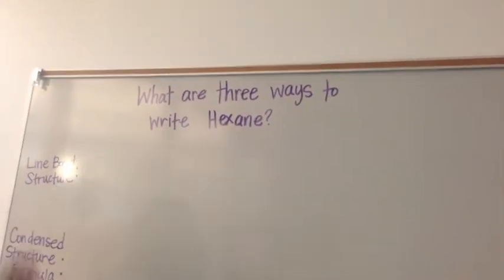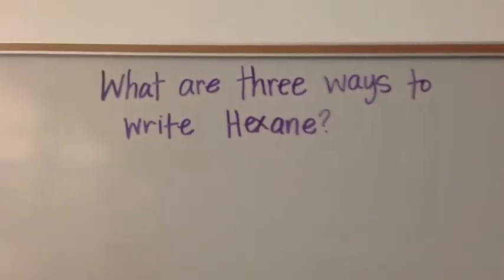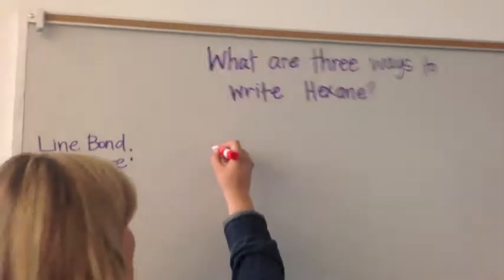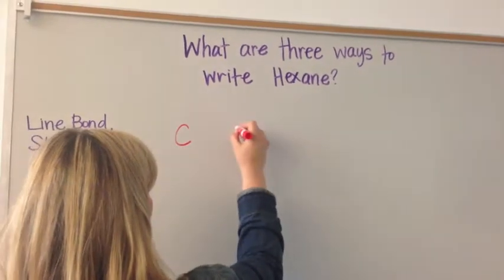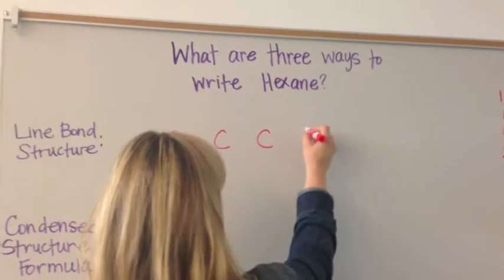Today we are posing this question to you. What are 3 ways to write hexane? The first way we're going to talk about is a line bond structure. In hexane we have 6 carbons.